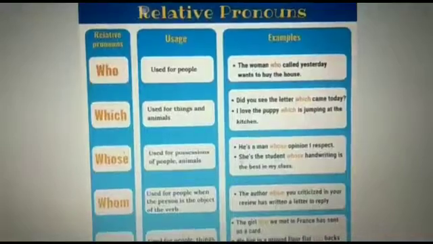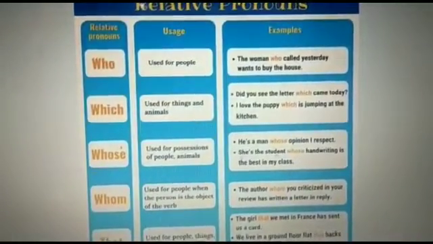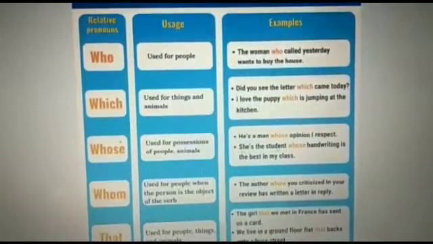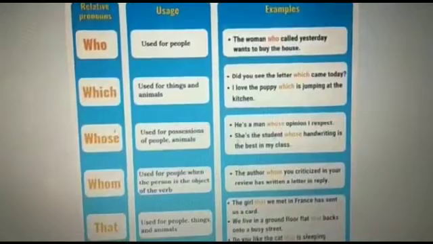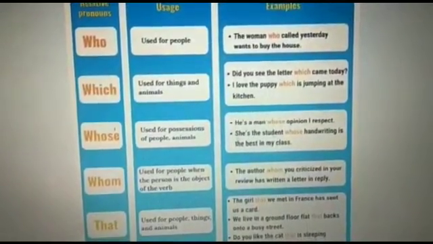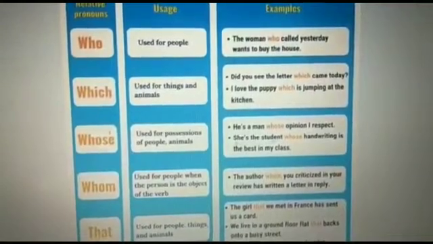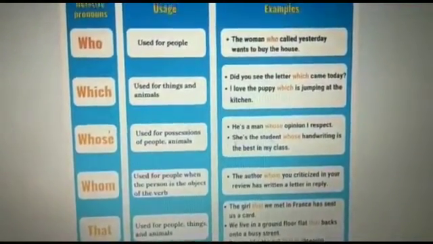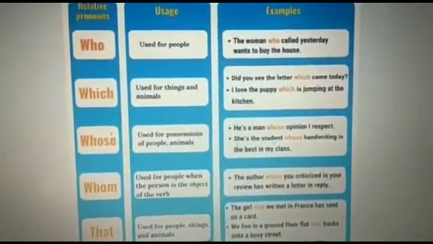Let us see some examples of the relative pronouns. Who is used for people. The woman who called yesterday wants to buy the house. Next is which, used for things and animals. Did you see the letter which came today? Next is whose, used for possessions of people, animals. He is a man whose opinion I respect. She is the student whose handwriting is the best in my class.